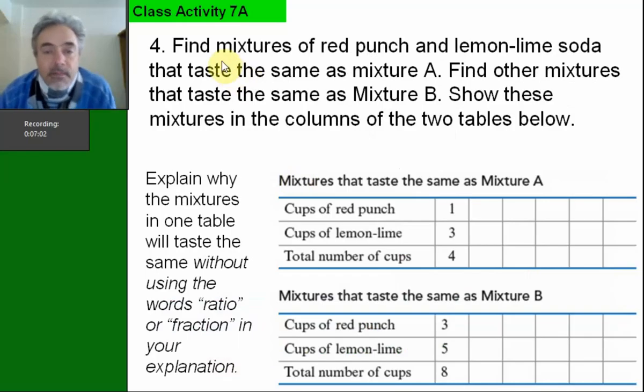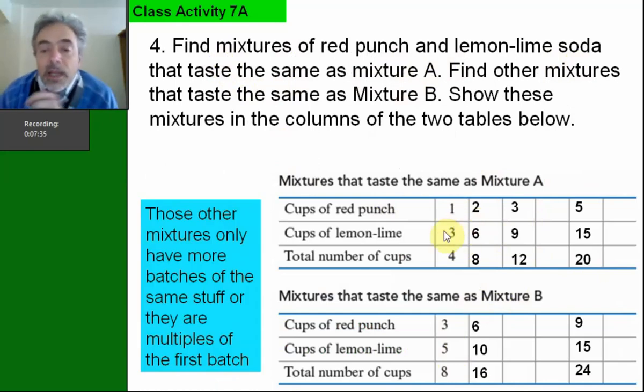Find mixtures of red punch and lemon lime soda that taste the same as mixture A. So the question here is, I give you the mixture A and I give you the mixture B. So this is the proportion for the mixture A, 1 to 3, and mixture B, 3 to 5. I want you to complete those columns here, so that you can have the same composition of the juice. Okay, so you can pause the video and try to do it for yourself, but I'm just going to skip to the answer already.